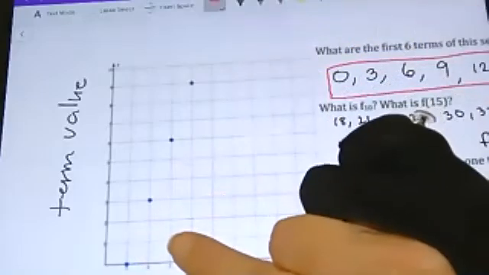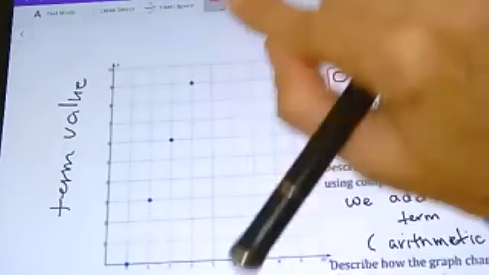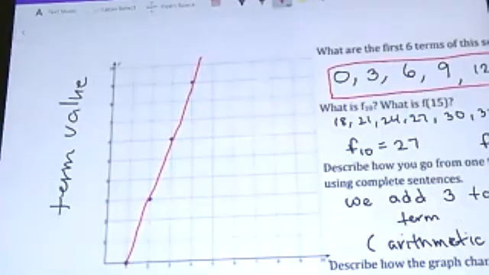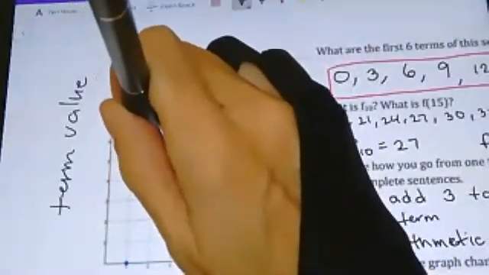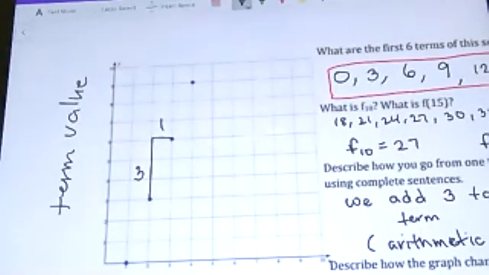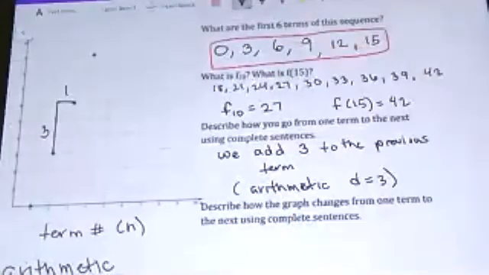So a sequence is only dots. We call this a discrete graph. It's not continuous. It doesn't continuously go. It jumps from here to here to here to here. Now, even though it does that, I can draw a line just to visualize what's going on. And if I connect them you can see that, yeah, this is actually linear. So even though the points aren't connected, you can see that it is a linear graph, and every point goes up 3 over 1.